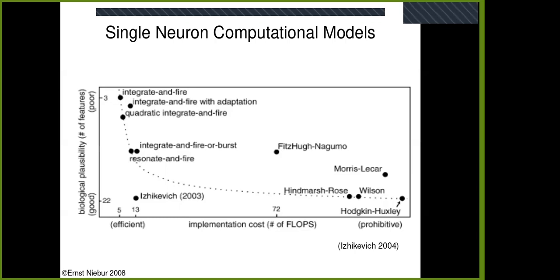Actually, the x-axis you can do right away. It's the number of flops, floating point operations, to solve the model for one time step. That's how he defines the cost. And for the level of biological plausibility, as you can read, it's a number of features, the number of features that a model can explain. It goes from 3 at the top, which is very poor, to 20-something at the bottom, which is very good.